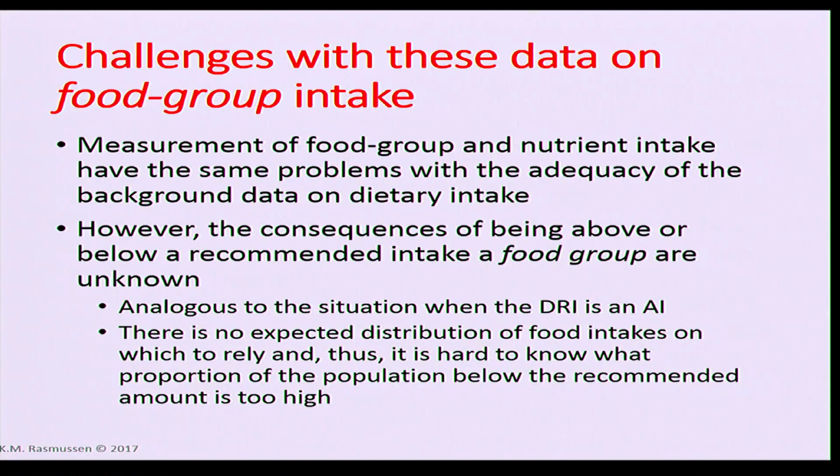So now let's think about the consequences of being above or below the recommended intake of a food group. And I submit to you the consequences of that at the moment are unknown. It's analogous to the situation where the DRI is an adequate intake, or AI. We have no expected distribution of food intakes on which to rely, analogous to what we have for nutrients. And thus, it's hard to know what proportion of the population below a recommended amount is too high. Now, creating such a distribution is a solvable problem, but that still doesn't tell us how much is too much.